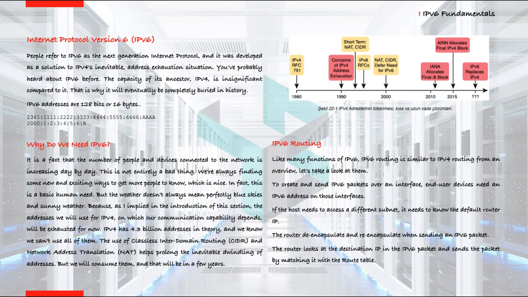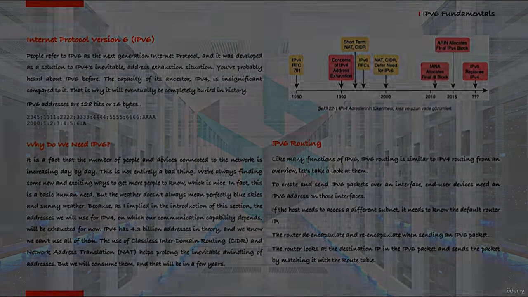IPv6 has the same processes as in IP version 4. In order to create and send IP version 6 packets on the interface, on end-user devices, these interfaces need an IP version 6 address. If the host needs to access a different subnet, it needs to know the IP of its default router. The router looks at the destination IP in the IP version 6 packet and sends the packet by matching it with the route table. Now let's look at the details of this on our next page.